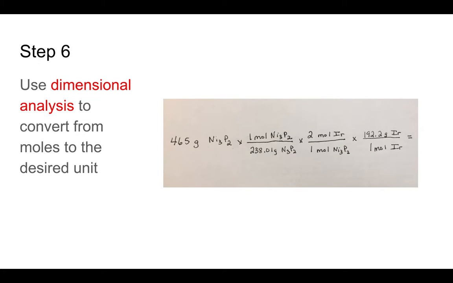Continuing with my dimensional analysis, now I'm going to convert from moles of iridium to grams of iridium because the question asked me for grams. So I go to my periodic table and I find the molar mass of iridium is 192.2 grams, and I'm going to put that in as my final conversion factor.